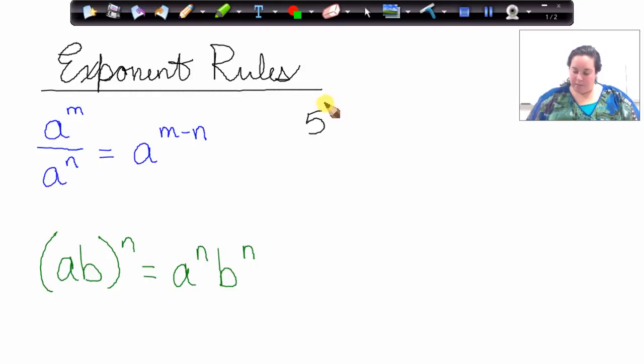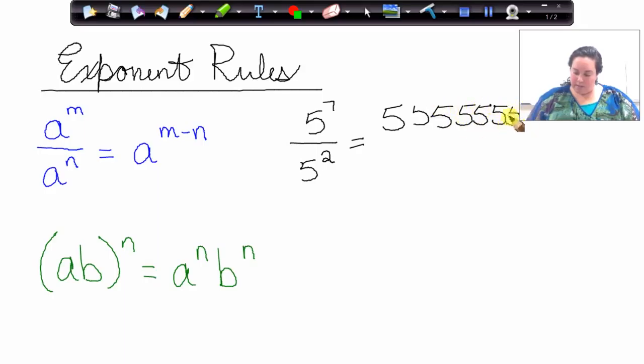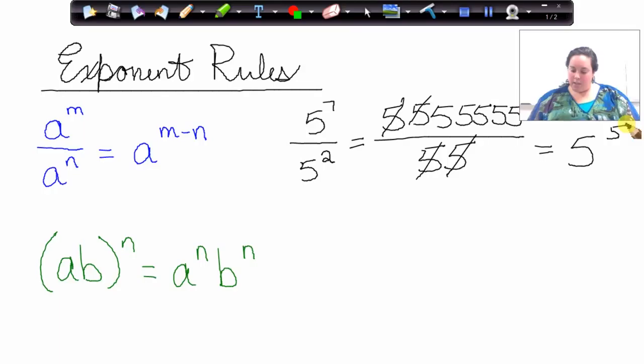let's say 5 to the 7th divided by 5 squared, okay, that's like having 5 7 times. 1, 2, 3, 4, 5, 6, 7, and having 2 in the denominator. Okay, they can cancel with each other, and we have 5 5s left over. Okay, 5 5s. So that's the same as doing 7 minus 2.